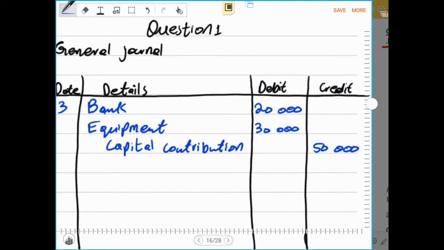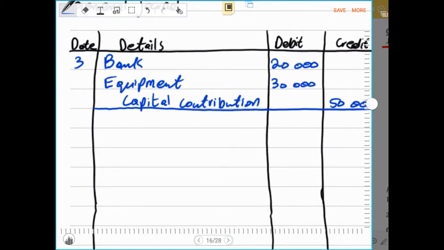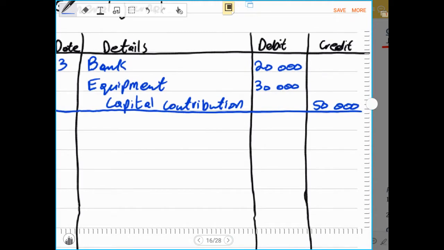So now this will be our general journal entry for the capital that has been contributed by the owner in the form of equipment and in the form of cash in the bank of 20,000. So now we can see that the total of the debit side is 50,000 rands, and the total of the credit side is 50,000 rands. So that means the debit side is equal to the credit side, and it must always be so after an entry has been completely recorded.